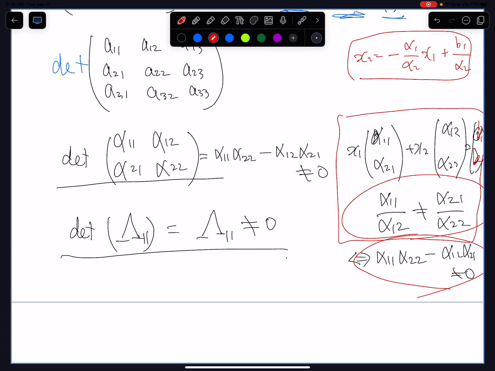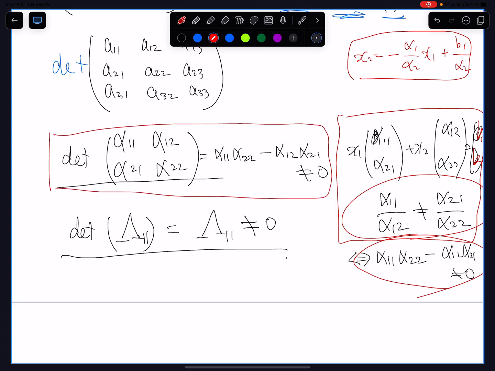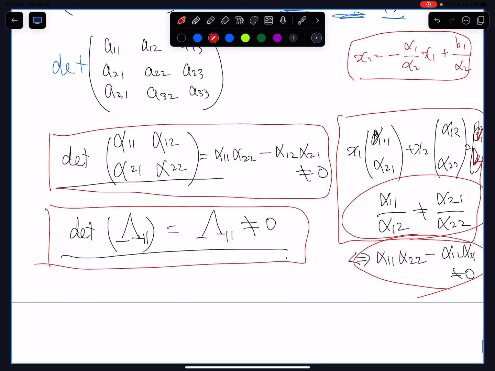In a sense, this is more general, because this requires that neither of them is zero, but this one, even if one of them is zero, can still be stated. And this is actually the real statement of whether the slopes are different or not. So this is the definition of the determinant for the second dimension. This is the definition of the determinant for the first dimension, which is very, very trivial.